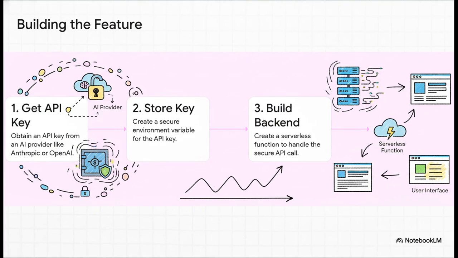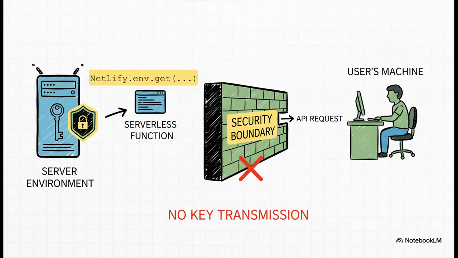So, the whole process really boils down to just a few key steps. First, you've got to get your API key from a provider, like Anthropic or OpenAI. Then, and this is crucial, you store that key securely. Finally, you build the logic on the back end in a serverless function, and you have your front end call that function.